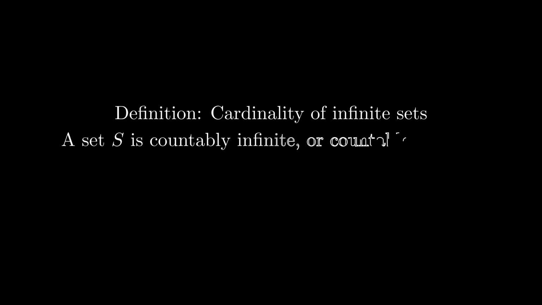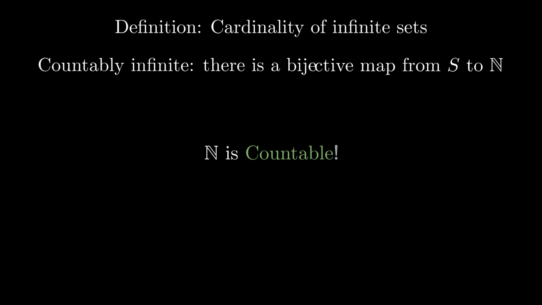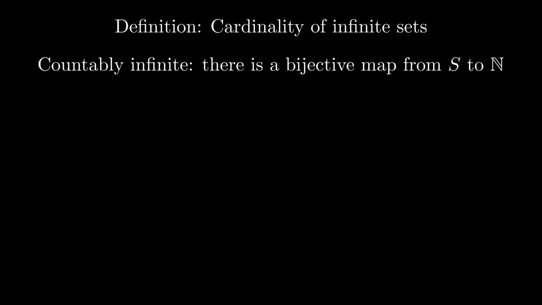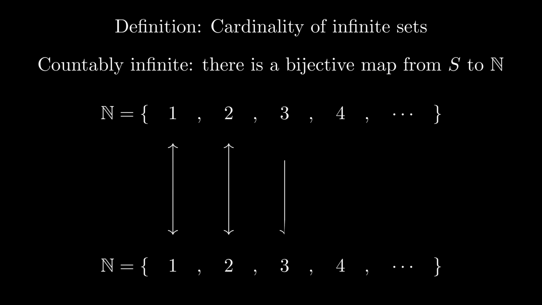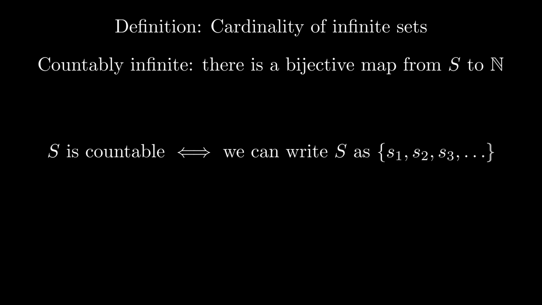Going back to infinite sets, a set S is countably infinite or countable if there's a bijective map from S to the natural numbers N. So by this definition, N itself is countable, as we can simply map each number to itself, which is clearly bijective. Since being countable means you can assign a number to each element, this means we can reference elements of the set by the numbers. So the set could be indexed as S1, S2, and so on, which will be very useful later.